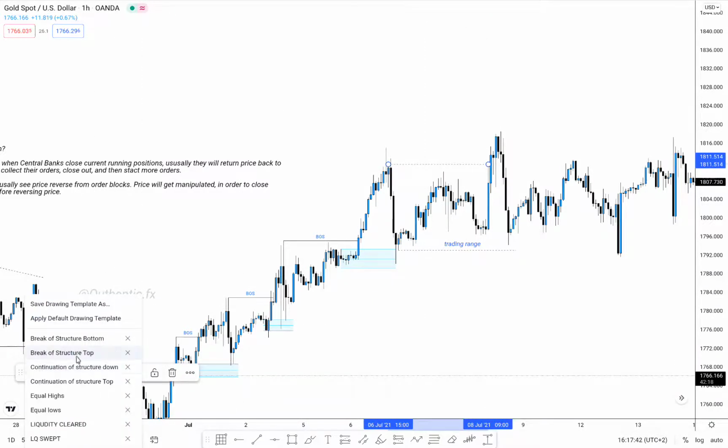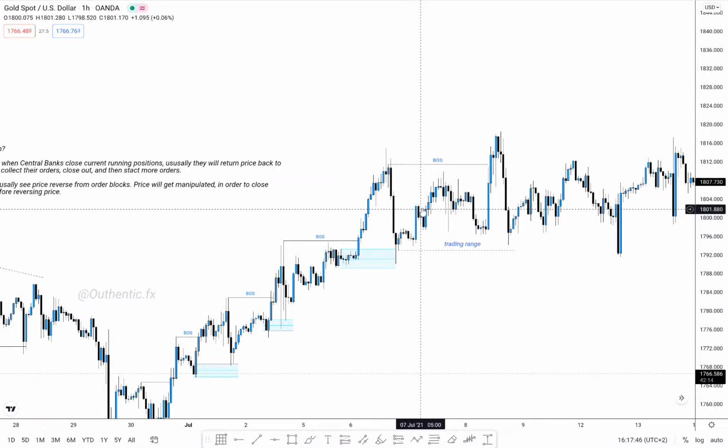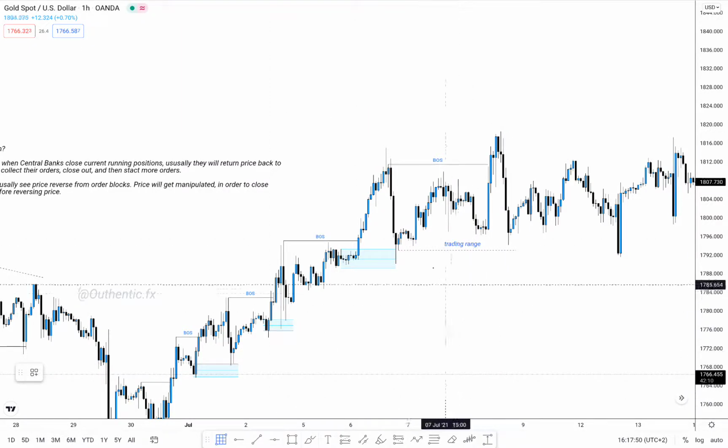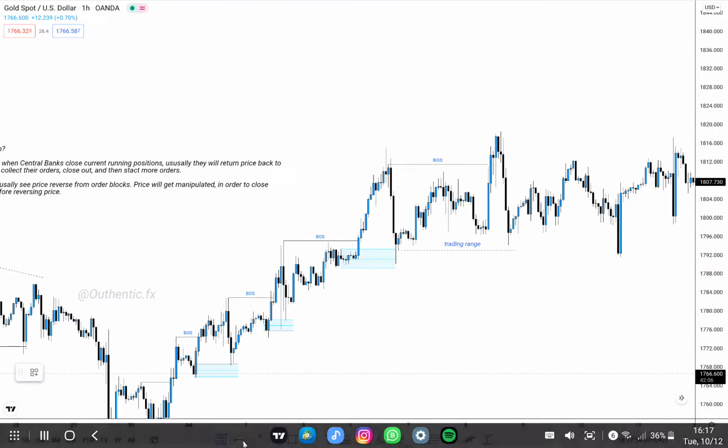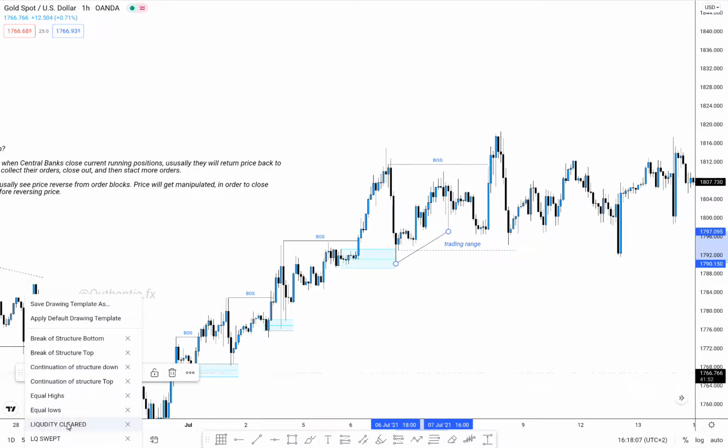BOS top. Right? And what does that mean? Price now needs to activate an order block. So usually what you'll see when this happens, right? We need to look for areas of liquidity, right? So we've got liquidity over here. This is a clean area of liquidity from this push to this push here. Liquidity has been formed at this area.